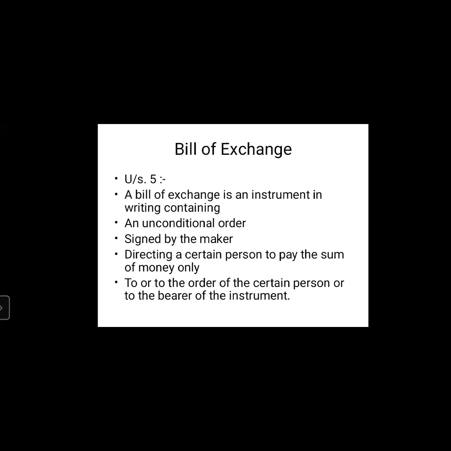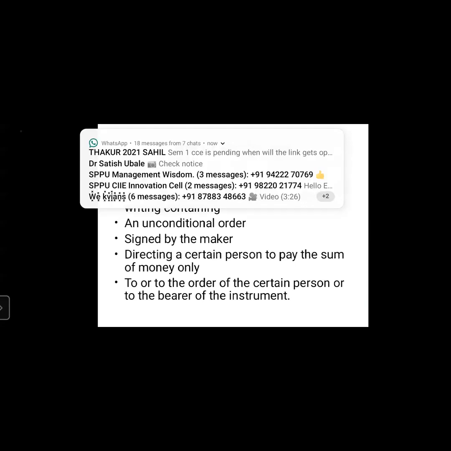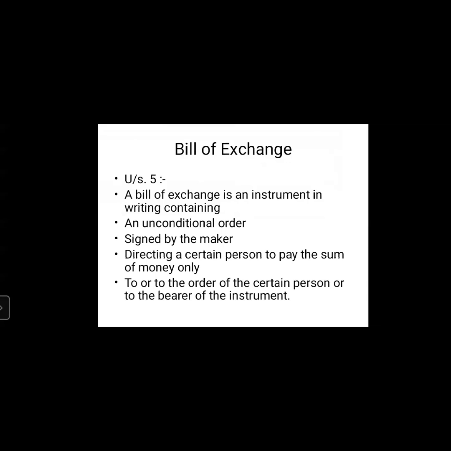So a bill of exchange is an instrument in writing which contains an unconditional order signed by the maker directing a person to pay a sum of money only to, or to the order of, a certain person or to the bearer of the instrument. Now in a promissory note, we have seen that a promise was made. In a bill of exchange we will see that it is an order. The word promise is used in promissory notes, but in a bill of exchange the word used will always be order.